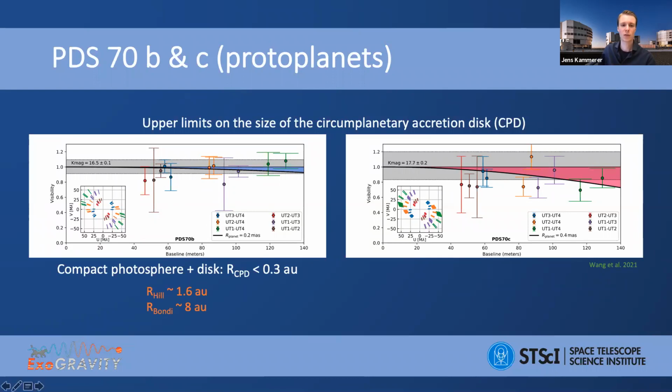And here, with a model of a compact photosphere, which emits about 90% of the light, and then an extended disk, which emits about 10% of the flux, we found an upper limit for the circumplanetary accretion disk radius of about 0.3 astronomical units. Now, the size of such a disk is governed by the smaller of either the Hill or the Bondi radius, and from the planet formation theories, it has been predicted for PDS 70 b that the disk should be at most about 10% of the Hill radius in size. So, 0.1 or 0.2 AU at most. So you see that with GRAVITY, we are still not able to really probe the scales of the circumplanetary environments, but we're getting relatively close already.